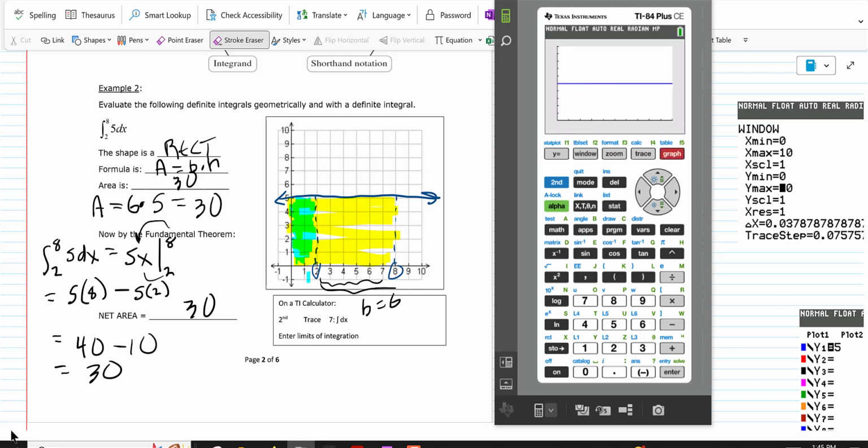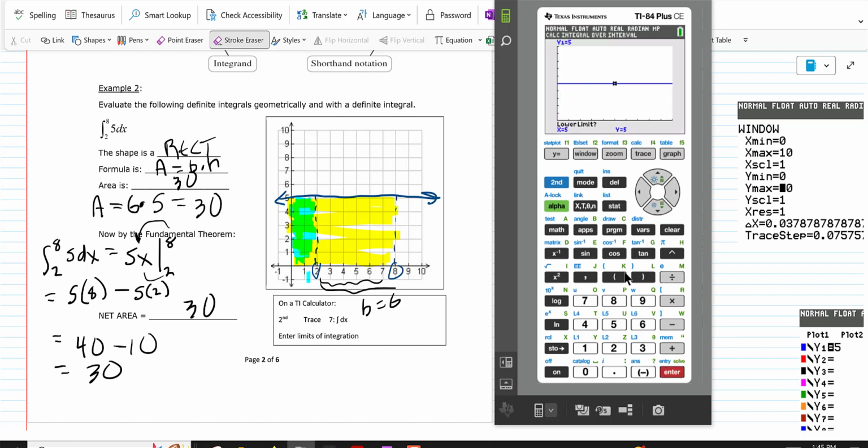Now, these keystrokes that you see at the bottom of the page will show you how this works. And this is cool, man. I can hardly contain my excitement. So what you do is you go second trace, and then this time you go all the way down to option 7. See, there's an integral right there. Okay, you press enter like that.